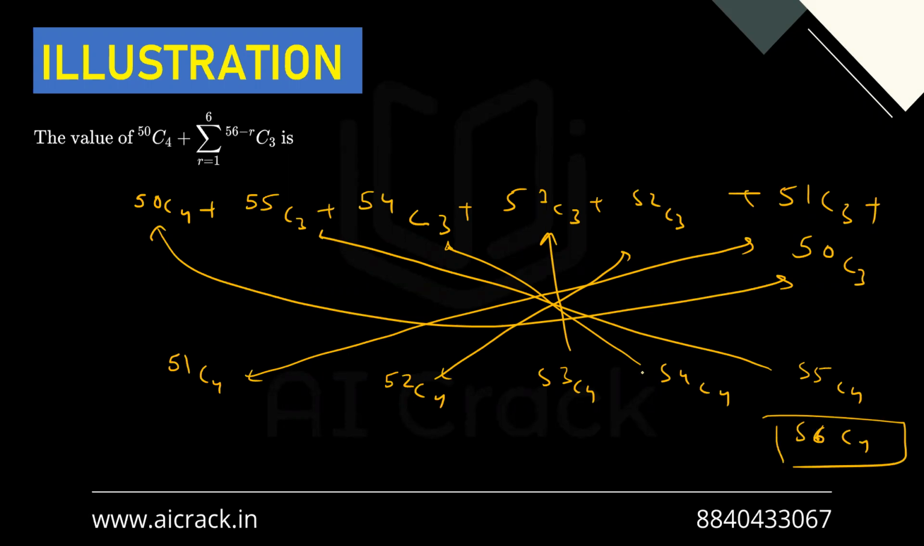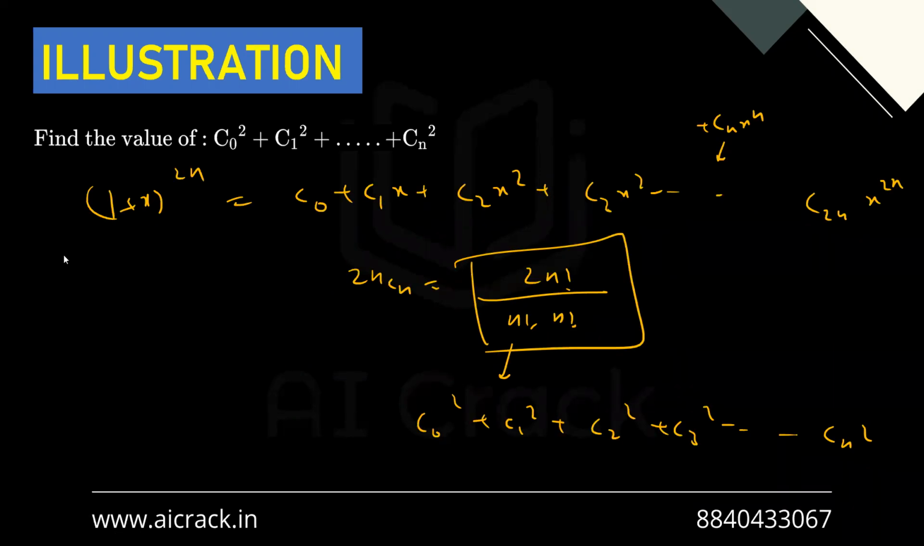So these are the kind of basic problems you can get in the variable upper index formula. So today's lecture was till here only, and we have almost completed the binomial series.